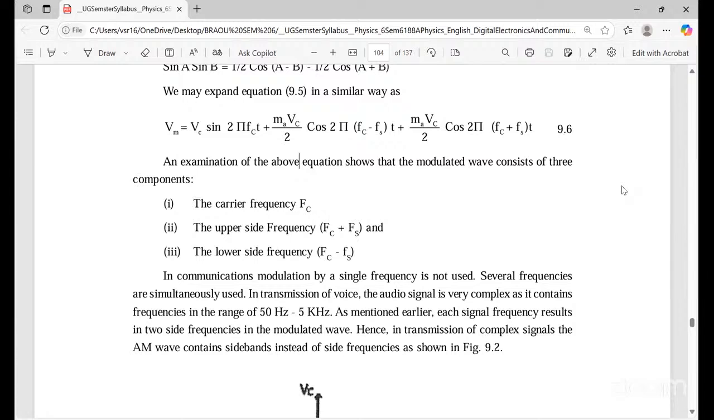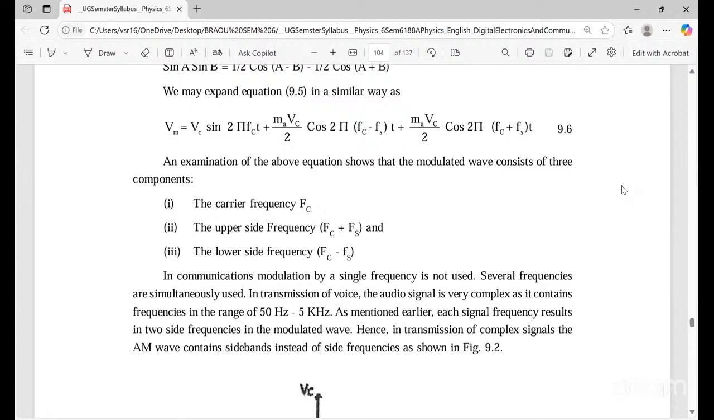In transmission of voice, the audio signal is very complex, and the frequency range is 50 hertz to 5 kilohertz. As mentioned earlier, each signal frequency results in two side frequencies in the modulated wave.